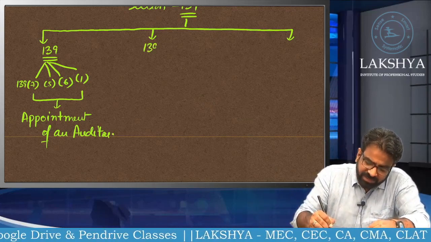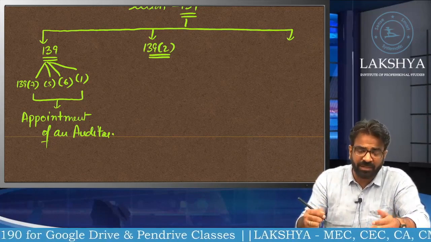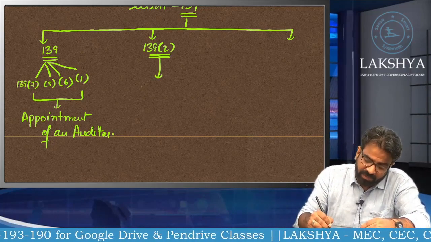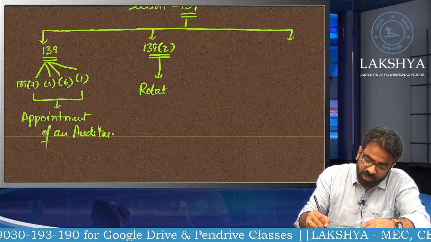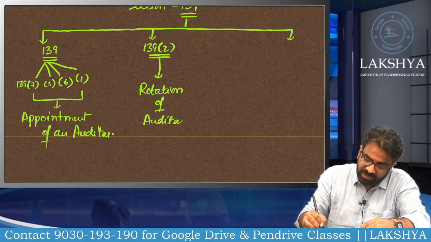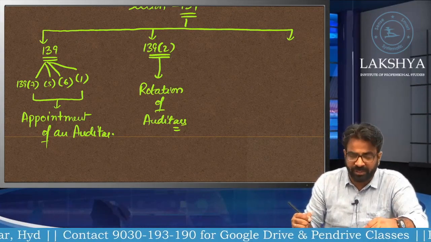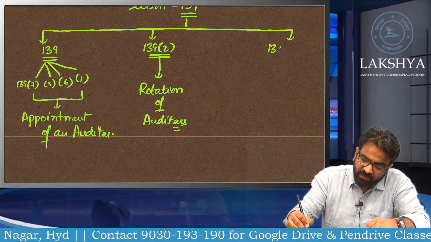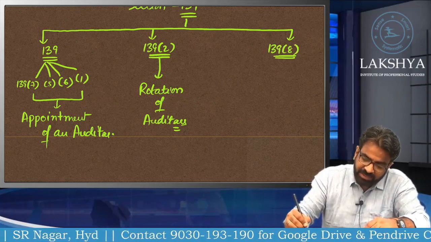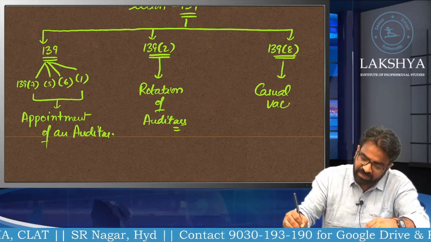Next, we'll understand Section 139, subsection 2. What is Section 139(2)? Section 139(2) talks about rotation of auditors. Then, what is Section 139(8)? Section 139(8) talks about casual vacancy.